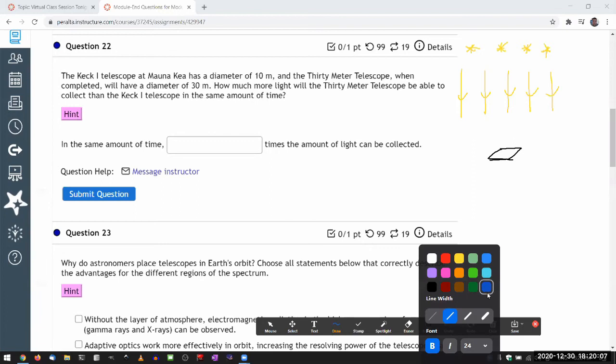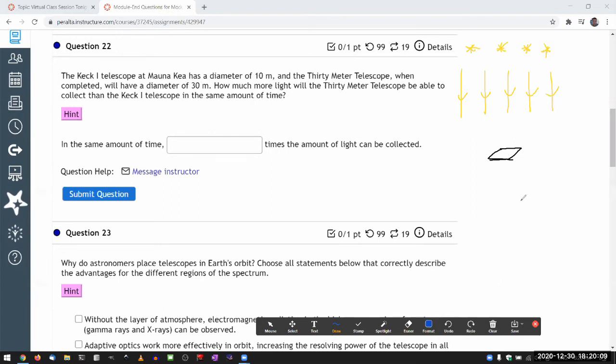The 30 meter telescope has three times the diameter, three times the size lengthwise. And so I'm trying to draw it about three times. So that's one, two, three. So this telescope here, the replacement, has three times the lengthwise size. So you can compare that here. This is the size of the first telescope. The replacement is three times as long.